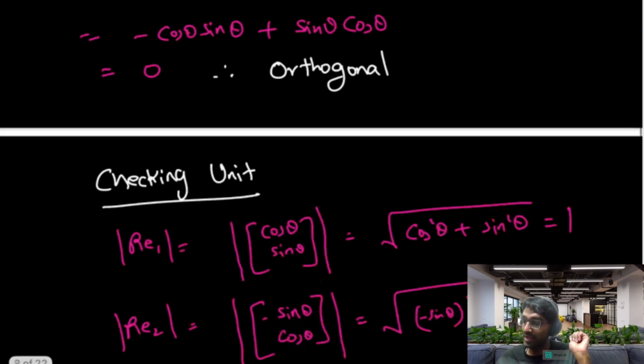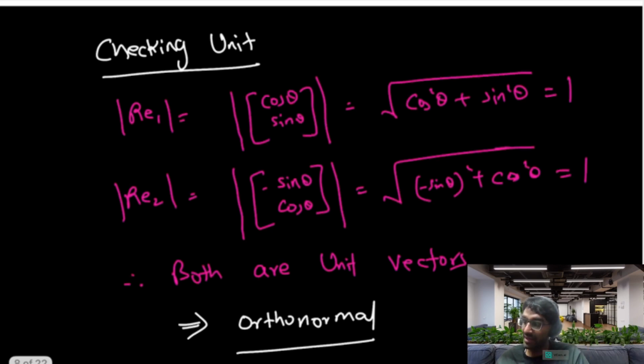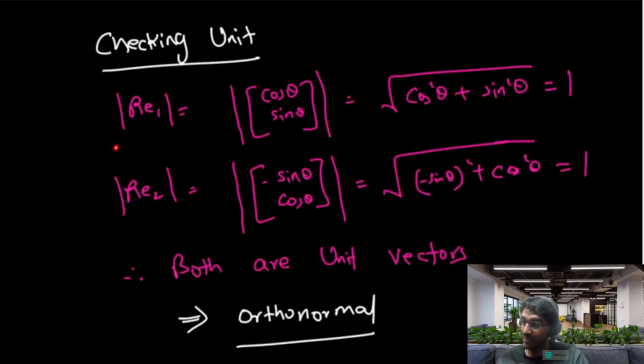Now checking unit length. We will check the unit length of RE1. It becomes the mod of cos theta, sin theta. How we calculate the mod is that we take the square root of the sum of the squares. So it is root over cos square theta plus sin square theta, which is equal to 1. Similarly, the mod of RE2 also becomes 1.